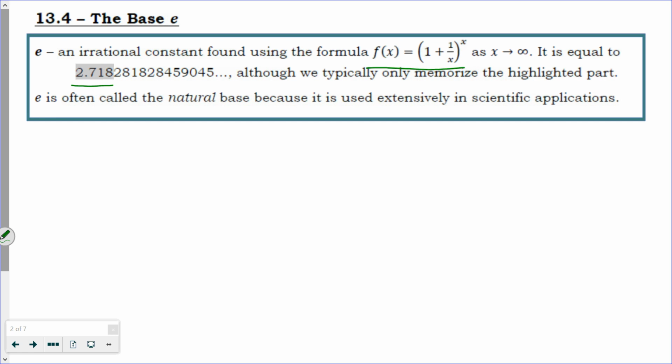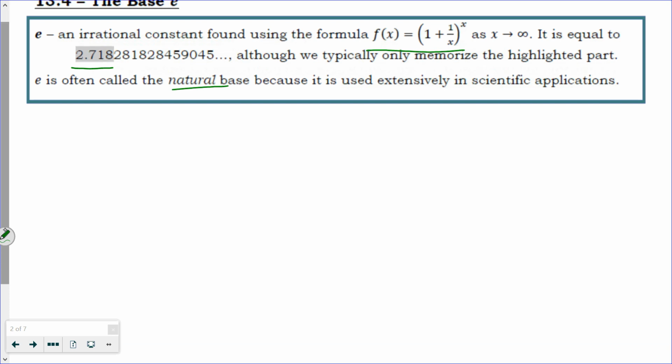A lot of times you see people just round it to 2.7. E is often called the natural base because it is used extensively in scientific applications. And you see e in a lot of places. E stands for Euler's constant. It's 2.718, like you said. It's also known as the growth constant because a lot of times when people talk about exponential growth, they're talking about exponential growth with base e. It has a lot of critical properties that I'll show you guys on Friday. There's a nice little video I'll show you that really talks about e, how it's founded, and why it's pretty important.